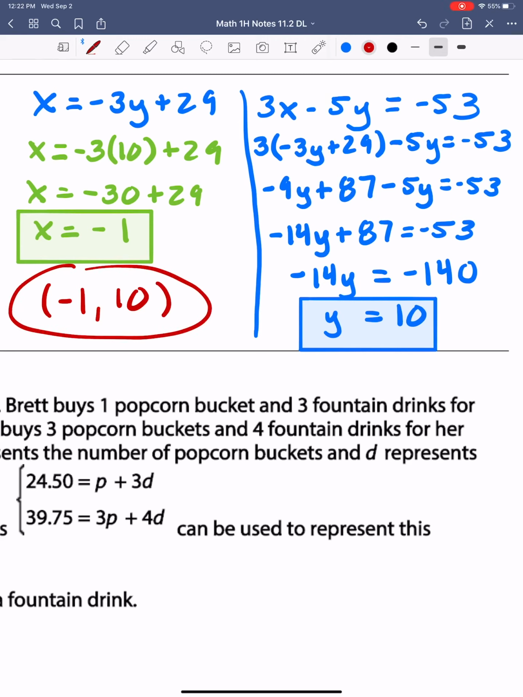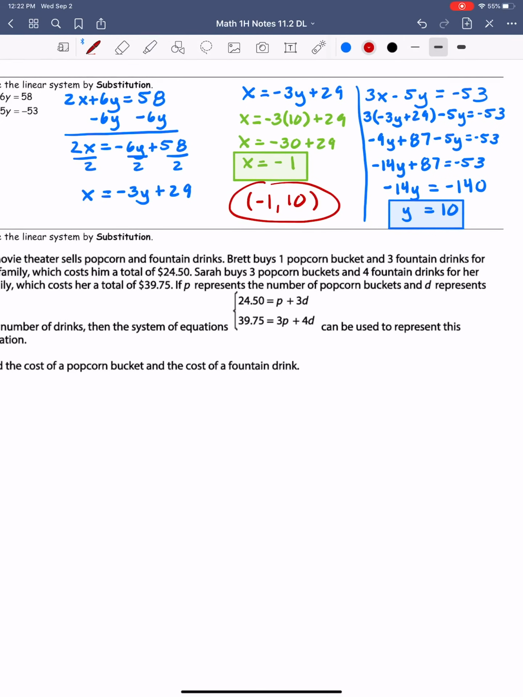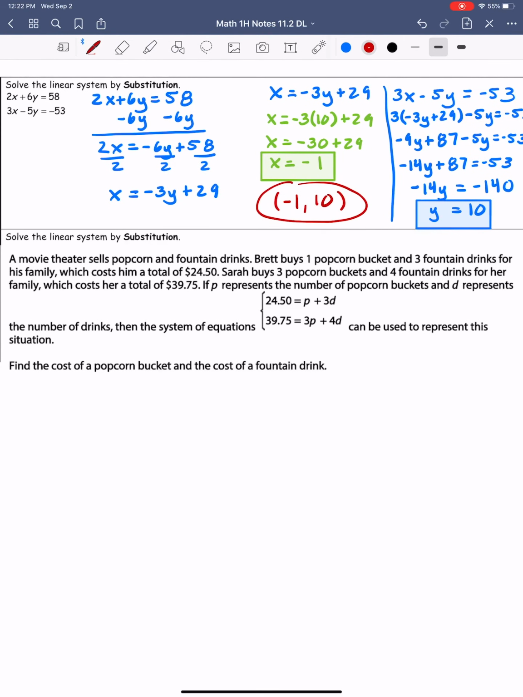All right, last one here, we'll shoot down to the word problem. We've got the movie theater sells popcorn and fountain drinks. Brett buys 1 popcorn bucket and 3 fountain drinks for his family, which costs him $24.50. Sarah buys 3 popcorn and 4 drinks, which costs $39.75. They've got the equations set up for me here, right? So they've got the system, 2 equations, 2 variables. That's the system of equations. They've got that set up down below, and I'm going to solve it using substitution.